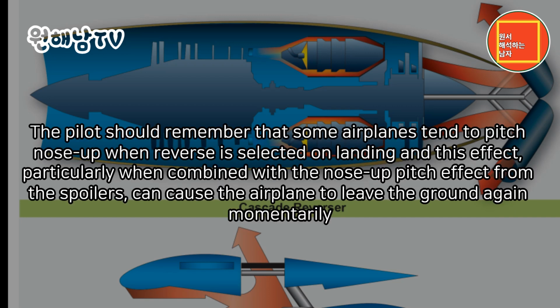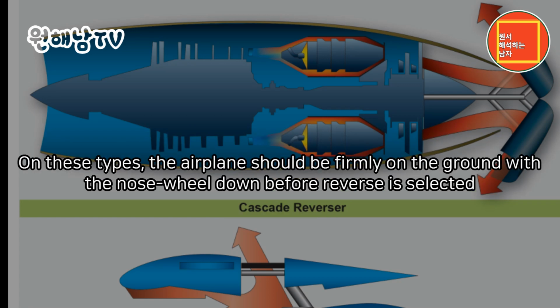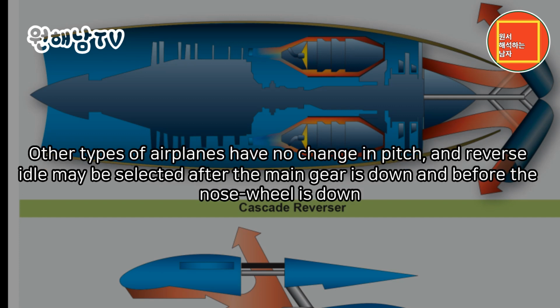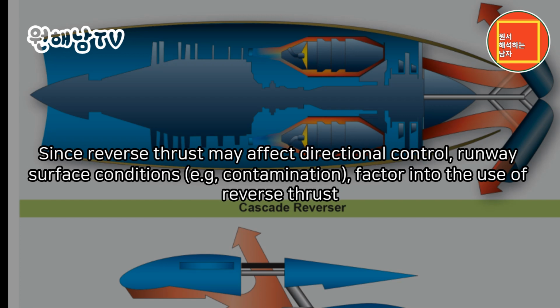The pilot should remember that some airplanes tend to pitch nose up when reverse is selected on landing, and this effect, particularly when combined with the nose-up pitch effect from the spoilers, can cause the airplane to leave the ground again momentarily. On these types, the airplane should be firmly on the ground with the nose wheel down before reverse is selected. Other types of airplanes have no change in pitch, and reverse idle may be selected after the main gear is down and before the nose wheel is down. Since reverse thrust may affect directional control, runway surface conditions, e.g., contamination, factor into the use of reverse thrust.